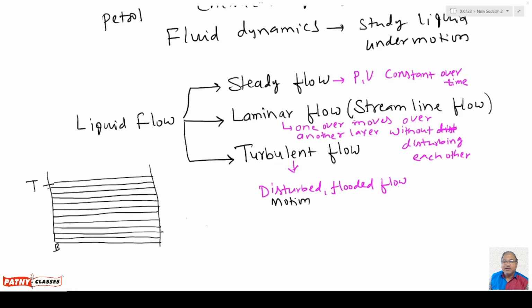Thus, in steady flow, the pressure and velocity of the liquid are constant over a given period of time, and in case of the laminar flow, one layer moves over another layer without disturbing each other, and in case of the turbulent flow, it is a totally disturbed motion of the liquid. Thus, liquid flow is classified under three categories: steady flow, laminar flow, and turbulent flow.